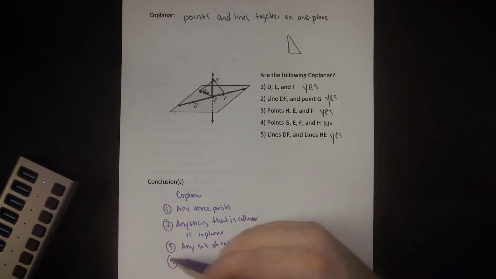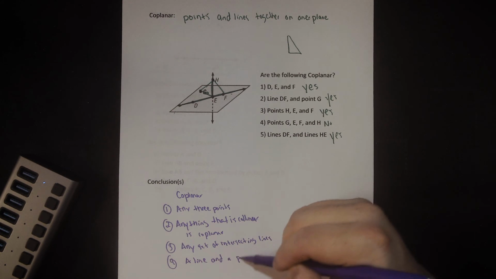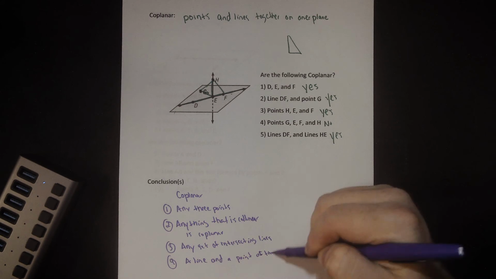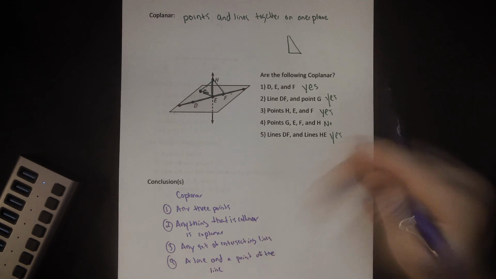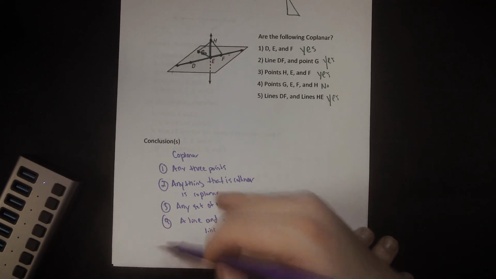One I did give them was a line and a point off the line. Okay, and parallel lines will also be coplanar.